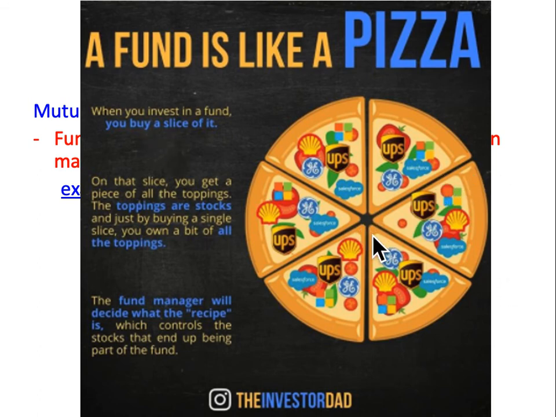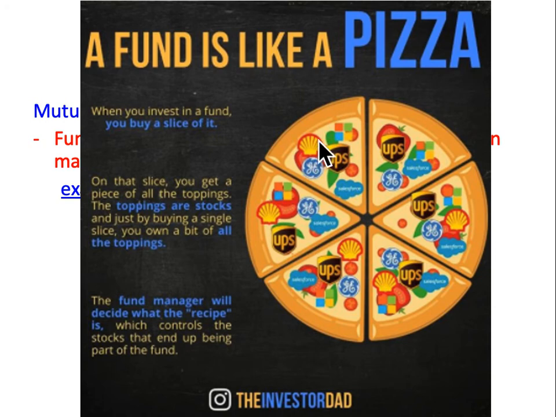So you buy this individual slice, and that individual slice has a little bit of Shell, a little bit of UPS, a little bit of GE, a little bit of Salesforce, a little bit of each one of these pieces of pizza. You don't have a whole share of Shell, a whole share of anything really. You just have a piece. Okay, so every person who wants to buy into this fund buys a piece or a slice of this pizza. Okay, on that slice you get a piece of all the toppings. The toppings are the stocks, and you're just buying a single slice, but you own a bit of all the toppings.